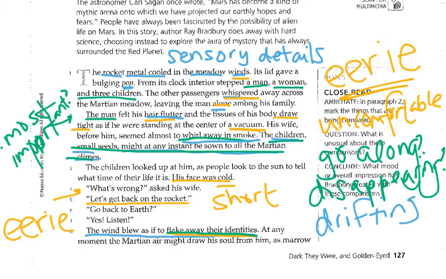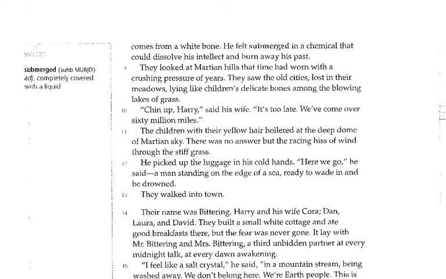"At any moment, the Martian air might draw his soul from him." Now it's getting almost a little bit like horror, because we're seeing if his soul is sucked out of him, then that's something too that's like kind of a terrifying thought. "As marrow comes from a white bone, he felt submerged in a chemical that could dissolve his intellect and burn away his past."